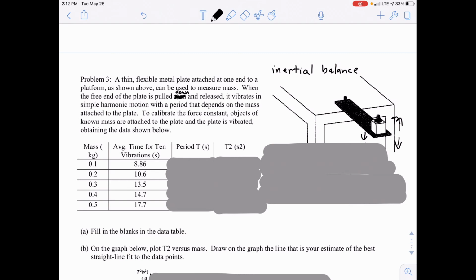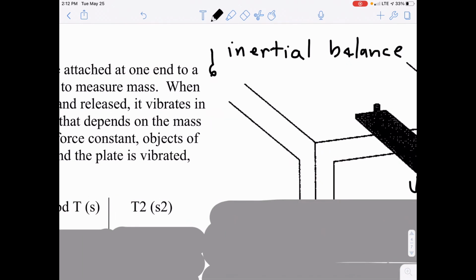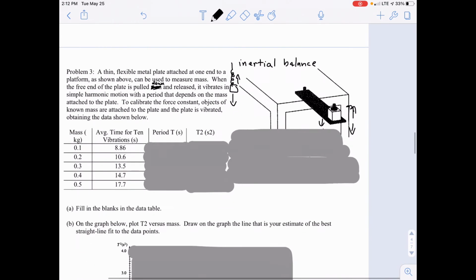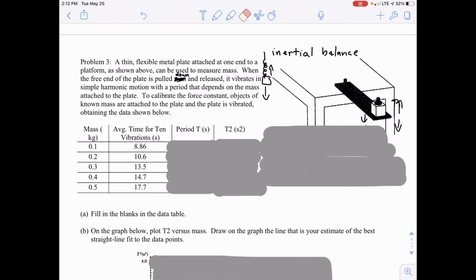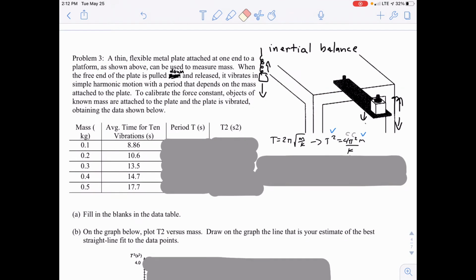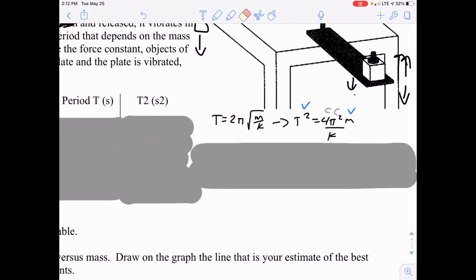To calibrate the force constant, and thus figure out what the force constant is, objects of known masses are attached to the plate. The plate is then vibrated. So this is very, very similar to a mass oscillating at the end of a spring. Thus, we're going to use the exact same relationship. The equation we would use is T equals 2 pi times the square root of m over k. Let's begin by squaring both sides. We get T squared equals 4 pi squared m over k.